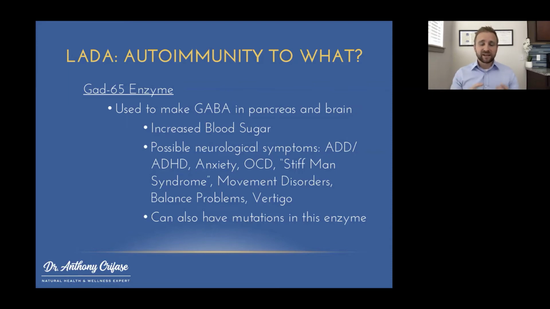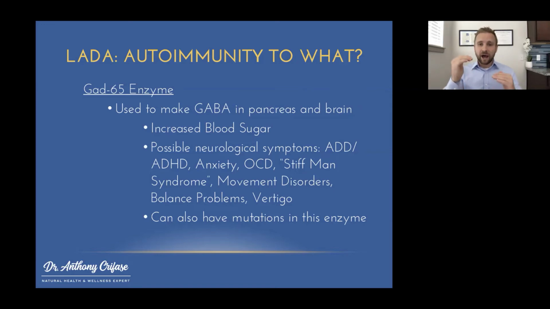So what this does is it increases blood sugar, creates possible neurological symptoms like ADD, anxiety, OCD, movement disorders, because when you have a decrease in GABA, you have an increase oftentimes in the opposite, which is known as glutamate, which is the body's most excitatory neurotransmitter. So when something's very excited, it's not able to focus. It's not able to be calm. It's not able to stay on track with things. And this develops things like anxiety and these neurological symptoms, this inability to have attention focus.